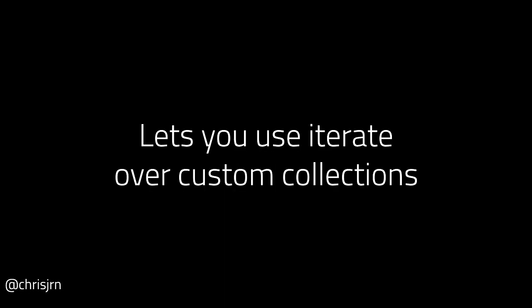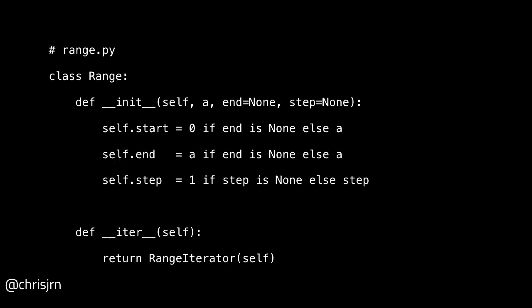So the next thing that we are going to talk about is something in a slightly different direction. I'm going to talk about iterators. The iterator pattern is something that lets you iterate over custom collection types. You may be familiar with them. Here's a really bad implementation of Python's range object. It's got a constructor. It takes up to 3 arguments. And it has an iter function that returns a range iterator.